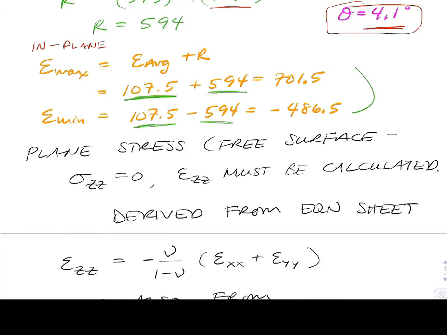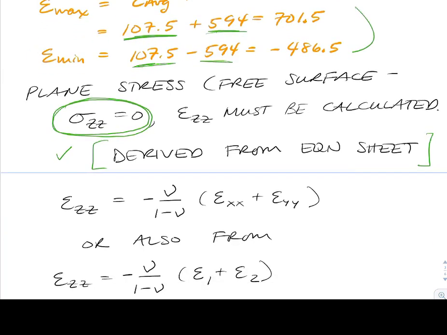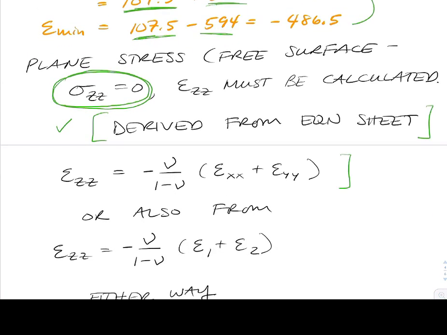Now, this is a plane stress problem. So we derived this earlier on a problem, and it can be, again, derived from the equation sheet. So you go back to that previous example. We're going to use 3D Hooke's law. We're going to use the equation for sigma zz, set it equal to 0. So it takes a little bit of math, but you can create the relationship that says the strain in the z direction is going to be the negative Poisson over 1 minus Poisson's ratio, and then you're going to multiply that by the sum of the normal strains.